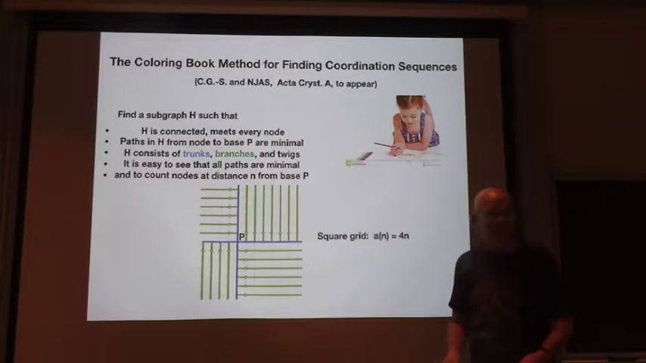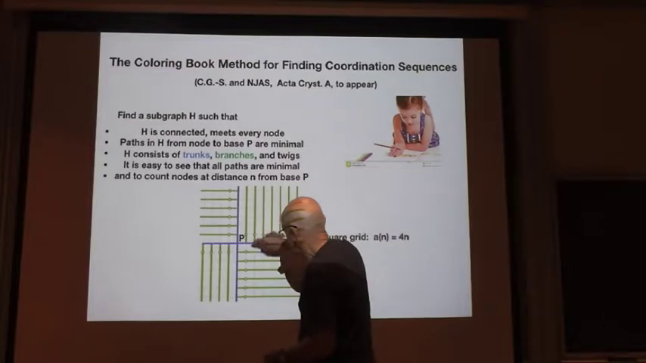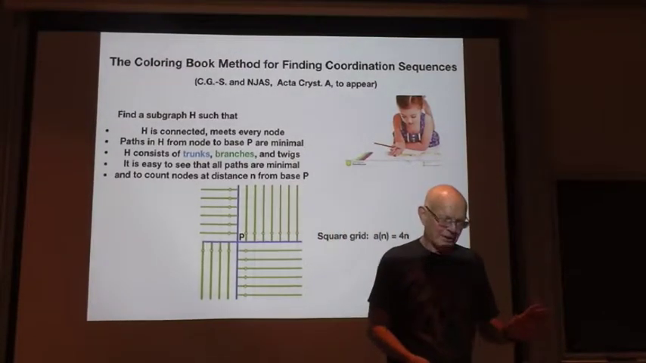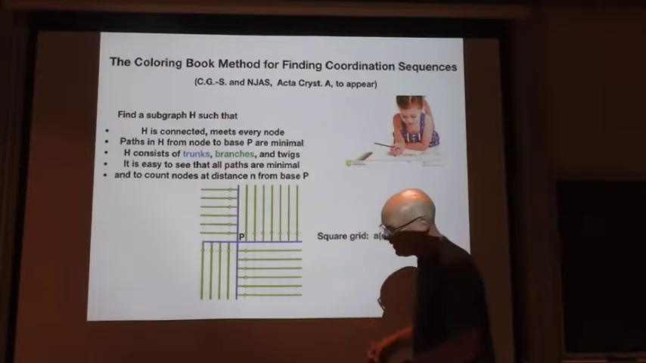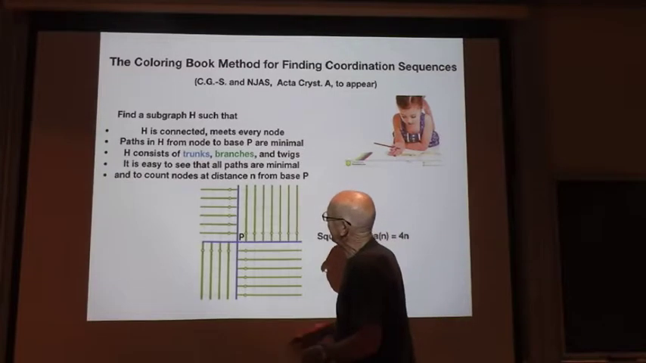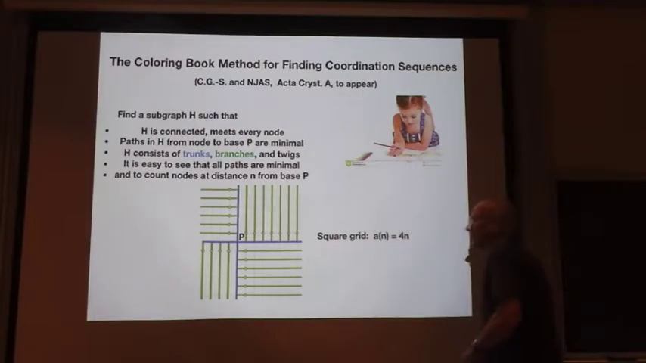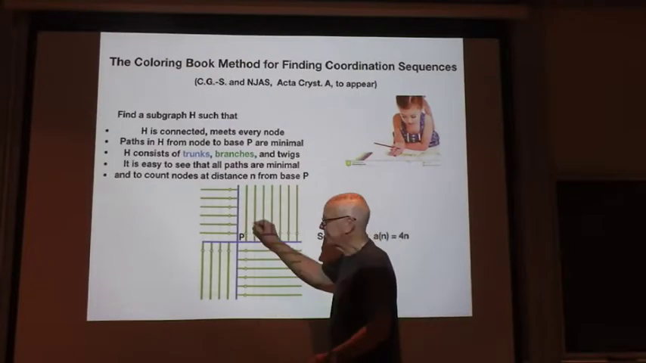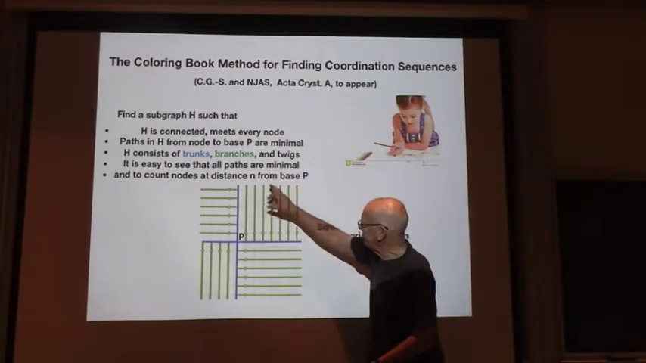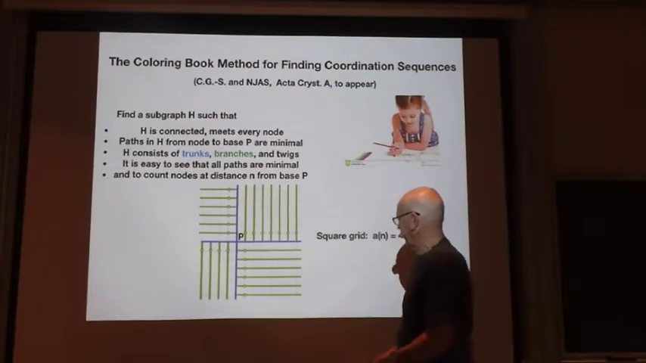There are some specially good paths called trunks, like the trunks of a tree. And off of the trunks, there are branches, like this. And then sometimes there are twigs to make things work nicely. Sometimes there are burls, you'll see in a minute. And not only do we want these particular kind of arboreal things, we also want it to be clear that all the paths are minimal, and it should be easy to count how many nodes there are at each distance.